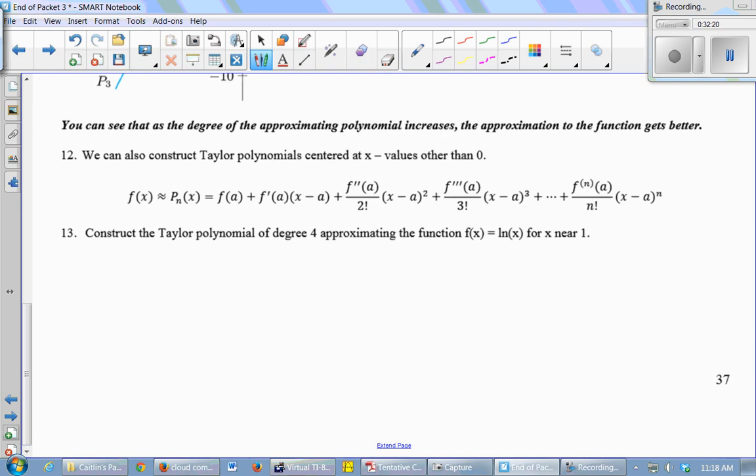Okay, so I could center it at any x value other than 0. We'll call it a. And this is the Taylor polynomial centered at a. You can just think of it as a horizontal shift to the right a units, right? So instead of zeros, I have a's. And if a were 0, this would say x minus 0, and it would just collapse to an x. All right, so I'm going to let you try to find a Taylor polynomial of degree 4 that approximates the function ln x near x equals 1, right? So you're going to use the formula above, but a is going to be 1 this time instead of 0.